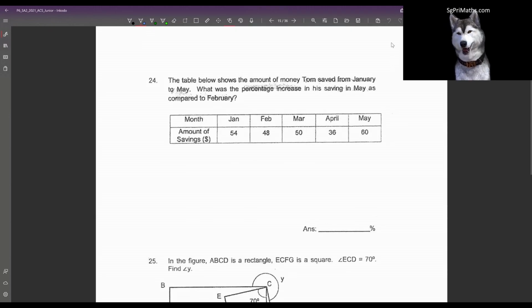Now question 24. The table below shows the amount of money Tom saved from January to May. What was the percentage increase in his savings in May as compared to February? Let's look at the increase first. It will be 60 minus 48 equals 12. Then the percentage increase will be the increase over the amount being compared to, which is 48, multiplied by 100%. We reduce the fraction here to 1 over 4, times 100%. This will give us 25%.